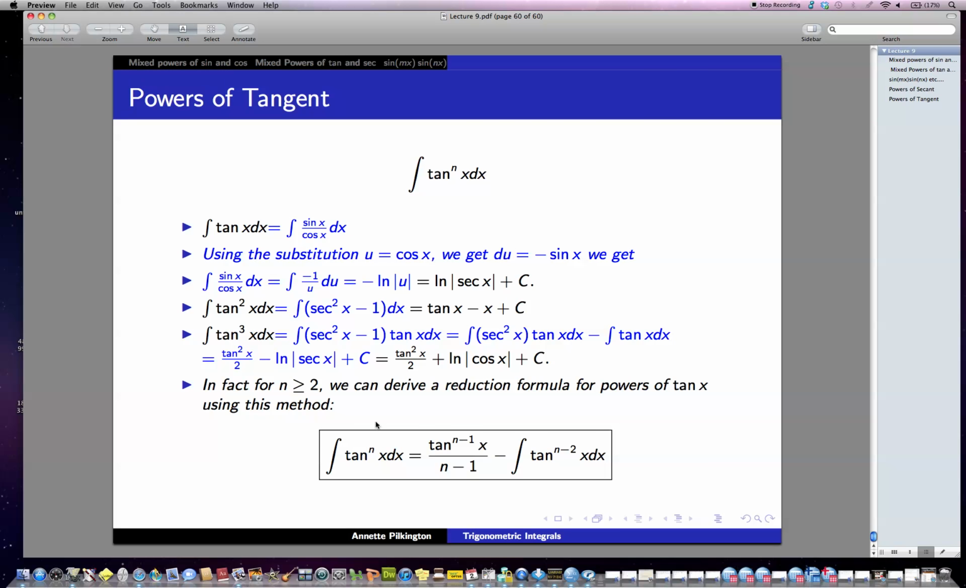For any n greater than or equal to 2, we can also derive a reduction formula for powers of tangent, and it looks like this. We can go from the integral of tangent to the n to the integral of tangent to the n minus 2, to the integral of tangent to the n minus 4, etc.